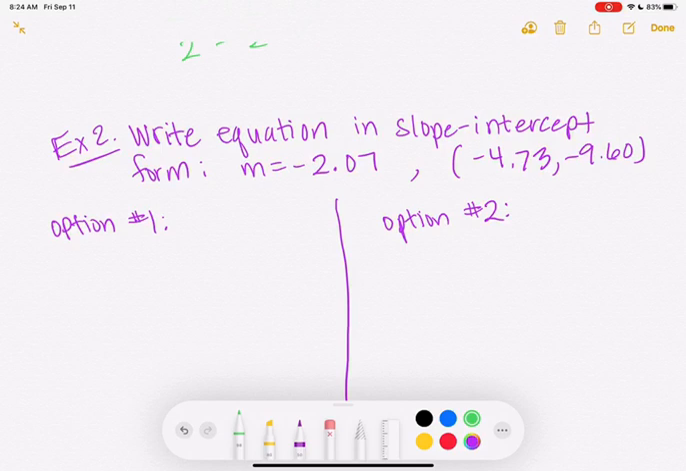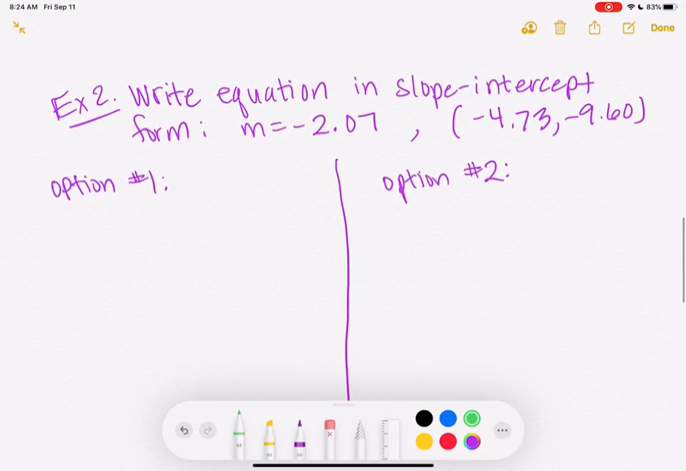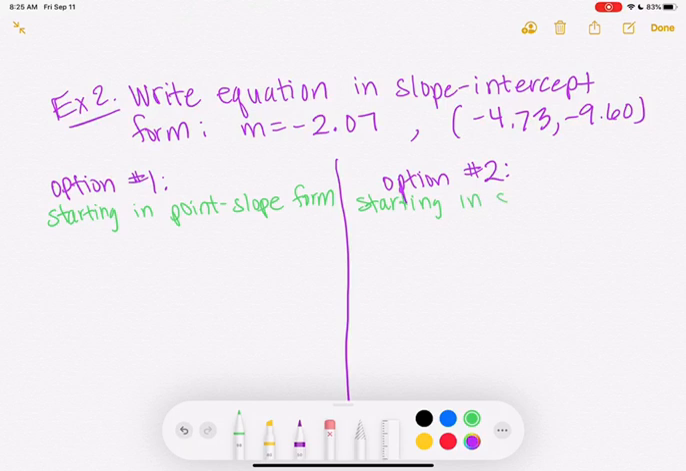There's two main methods. Option one, we're learning the point-slope form, right? So option one, you can solve this by starting in point-slope form. If that sounds like something you are interested in, go ahead and give that a try. If you want to try a different way, if this makes more sense to you, you could start in the actual slope-intercept form that it asks for.